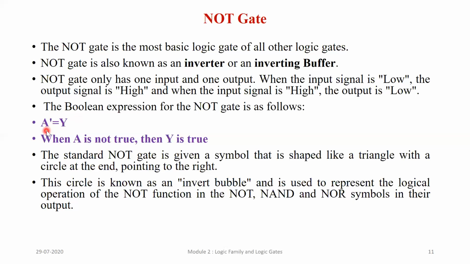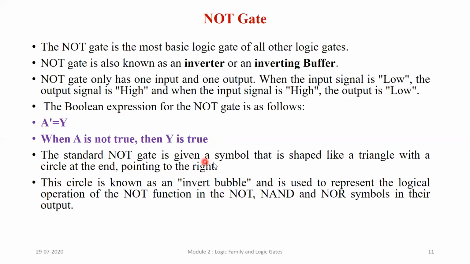So my symbol is, I will not have a B term now because I have only 1 input. Suppose my input is A. What will be my output? Y output is A dash, the complement of A. So when A is not true, then Y is true. So A is 0, then Y is 1. A is 1, then Y is 0. So that is the meaning of the NOT operation. Good.